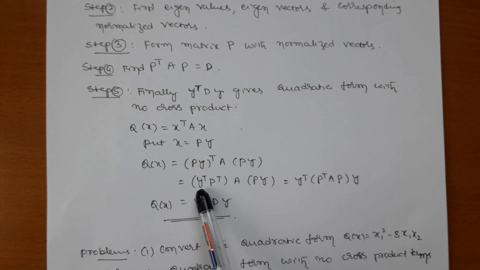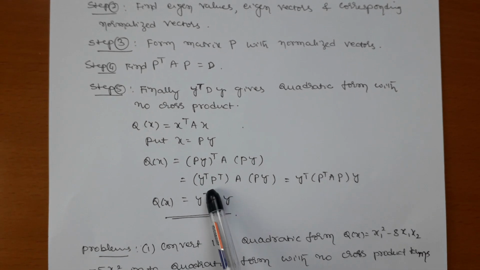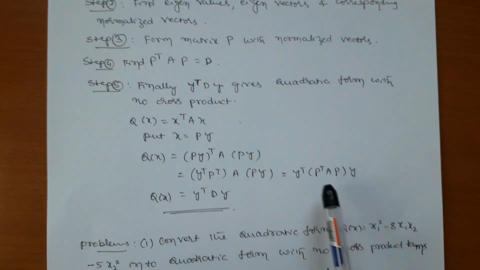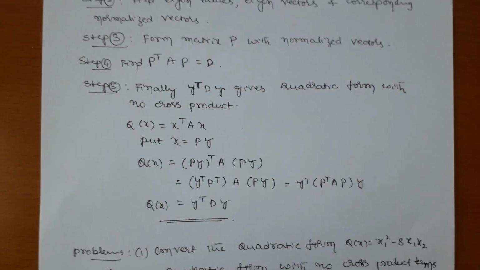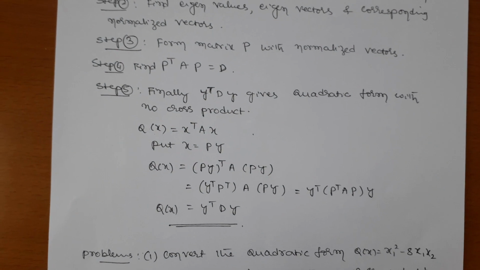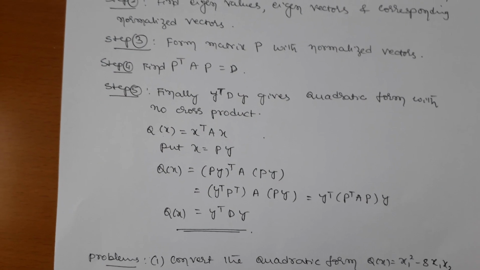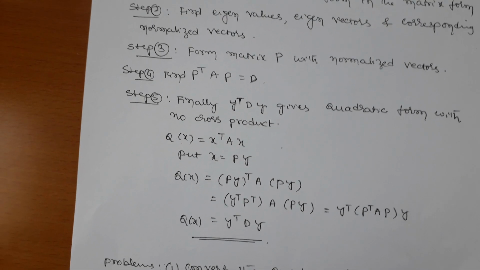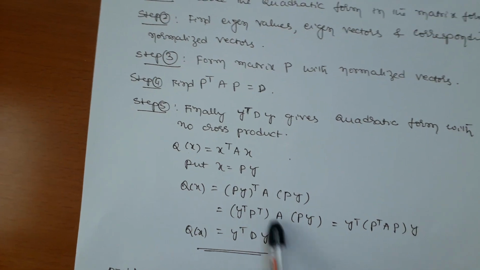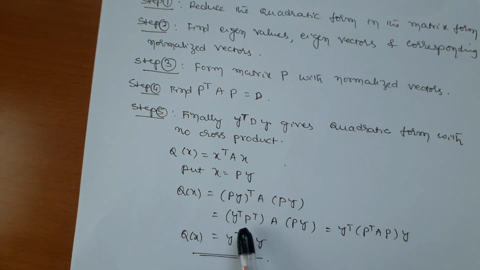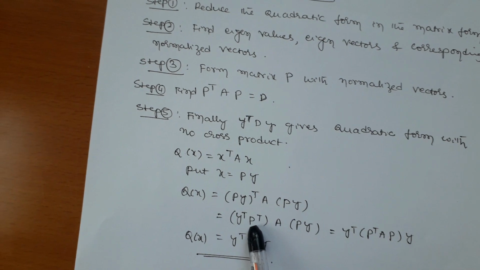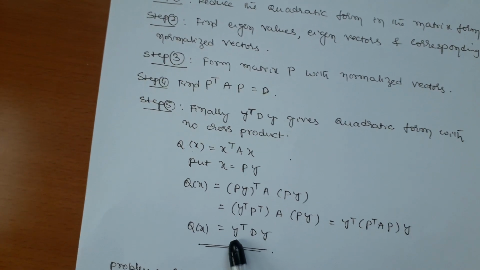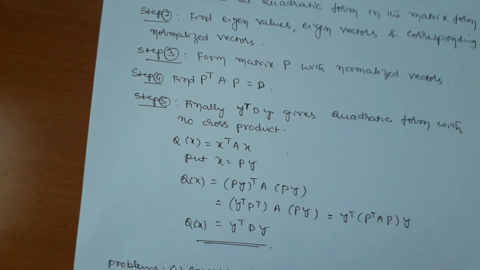Now y is a matrix, P is a matrix, P transpose is a matrix, A is a matrix. You know that the associative property holds good for matrix multiplication, meaning A(BC) is the same as (AB)C, but the commutative property does not hold, meaning AB is not equal to BA. But here we use associativity. Therefore, I am grouping P transpose A P, which is D. Now that is nothing but y transpose D y, which gives our Q of x.